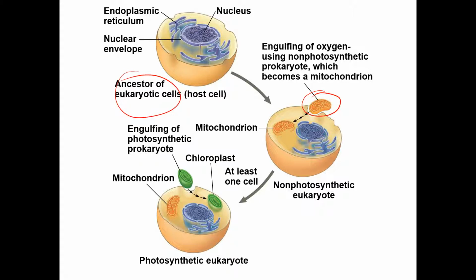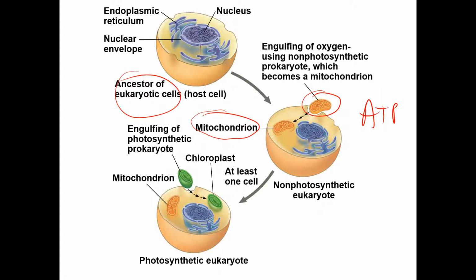And over time, this little bacterial cell that can use oxygen to produce ATP loses its ability to function on its own. It loses its own identity, if you will, and so it becomes an organelle that we call the mitochondria. It still performs its job. It's just no longer an independent entity in a host cell.